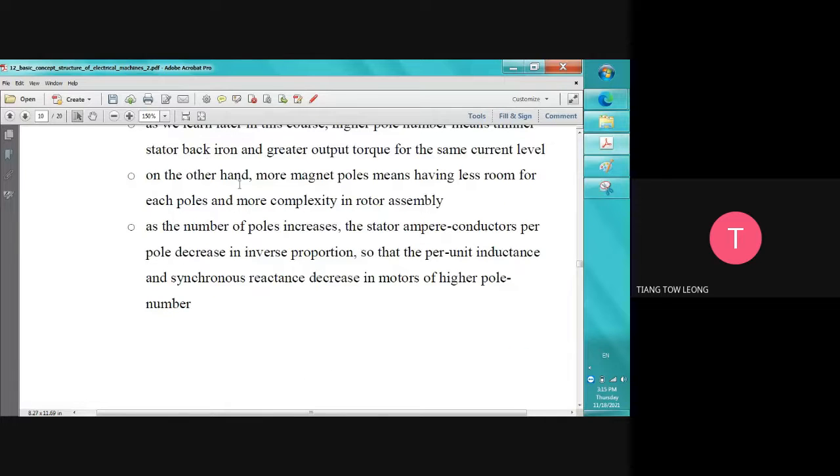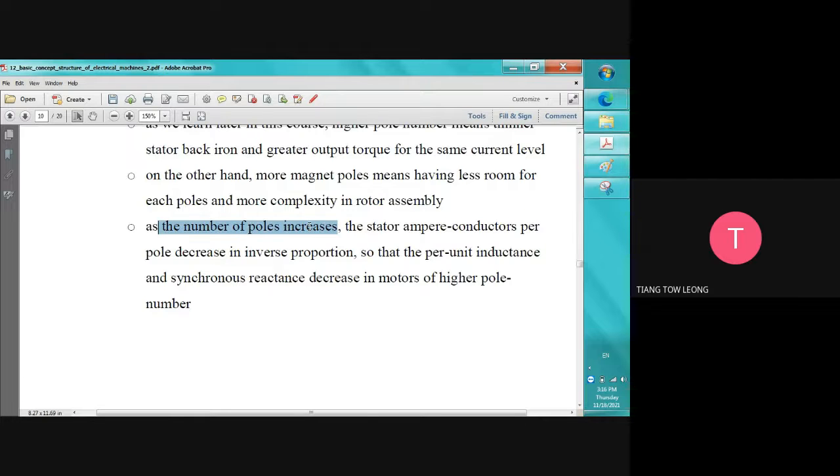This is what is described. On the other hand, more magnet poles mean having less room for each pole and more complexity in the rotor assembly. When we want to build a motor with many magnet poles, that will be very difficult. As the number of poles increases, the stator ampere conductor per pole decreases in inverse proportion. As the number of poles increases, the per unit inductance and synchronous reactance decrease in motors of a higher pole number. A lot of new terms, so let me explain one by one.